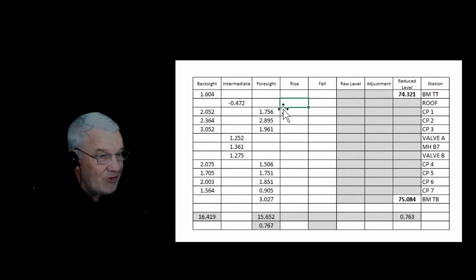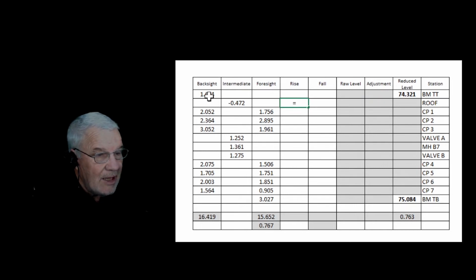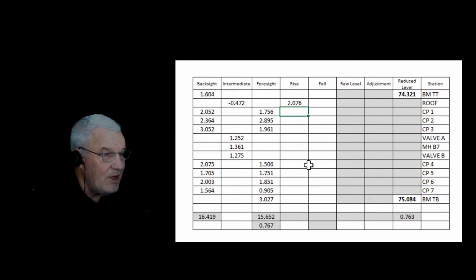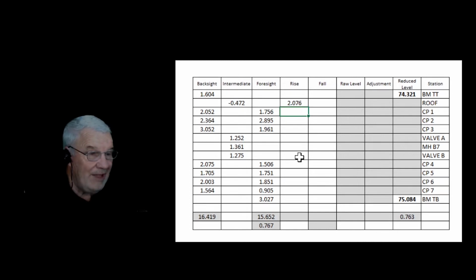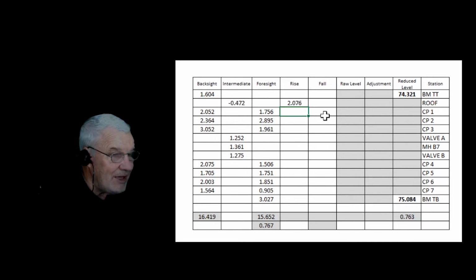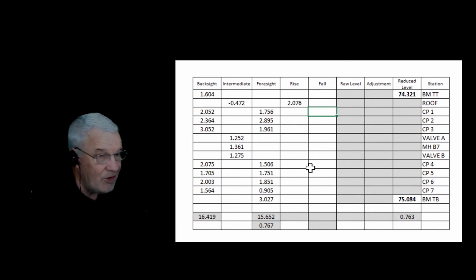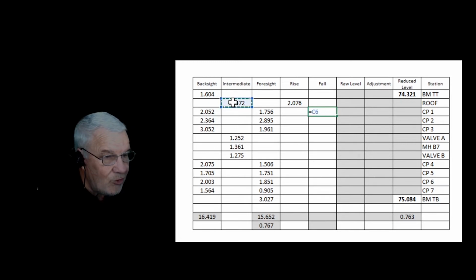And so I'm going to take that from there. So let's see, that one's equal to that minus that. Gives us a positive value. So that's from the benchmark to the roof. So you'd expect that to be a rise. And then here's the next one. You're going from the roof down to CP1. So you'd expect that to be a fall. And again, it's equal to this one minus this one.